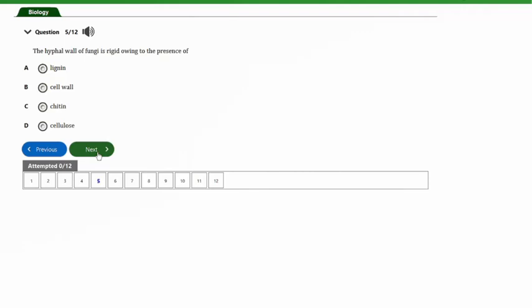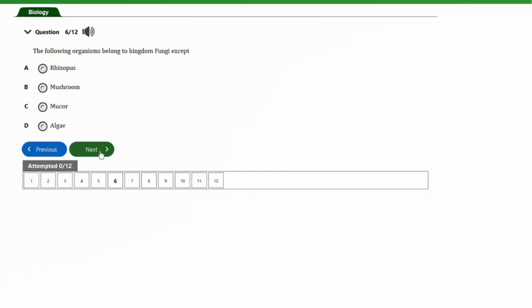The chitin is a derivative of glucose, and it is found in many places throughout the natural world. It is the main component in the cell walls of the fungi. The chitin is also found in the exoskeleton of arthropods, such as crustaceans and insects. So this is present in the cell wall of the fungi, which makes this the answer to this question. That's the option C. So let's look at the next question, question number 6, guys.